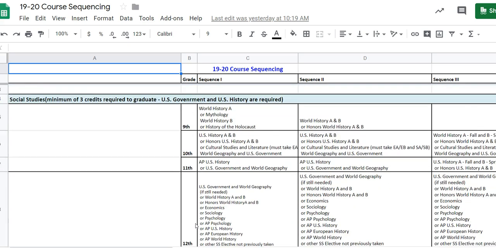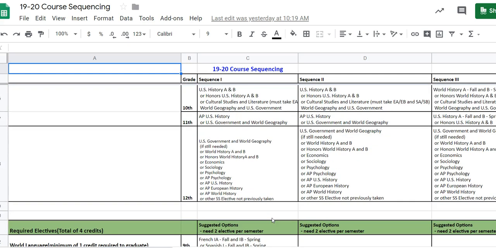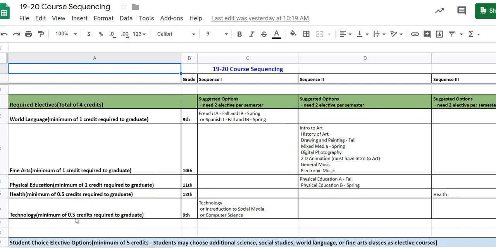And you just kind of look through, and it tells you, like social studies, you're required to take U.S. government and U.S. history, okay? And government is only a semester course. So then you would take government and world geography. Required electives. These are things like your physical education, your technology, etc., etc. And it tells you what you need for each category in those as well.